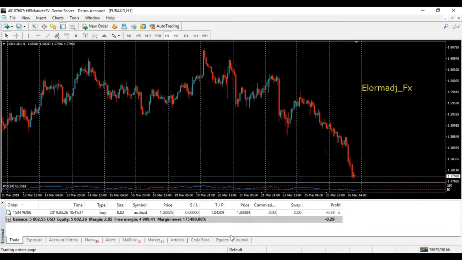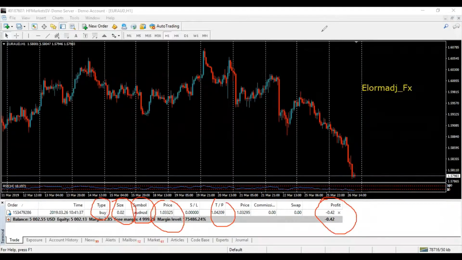So if you have a trade ongoing, like mine at the moment on AUD NZD, as you can see here, I have AUD and I'm at negative 0.39. I am using a lot size of 0.02, and I bought. This was my entry price. This is my stop, my TP. I was just trying to do something, so I didn't put a stop loss. But guys, always put a stop loss. Always put a stop loss.